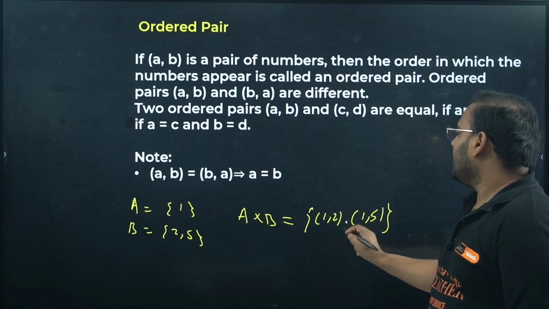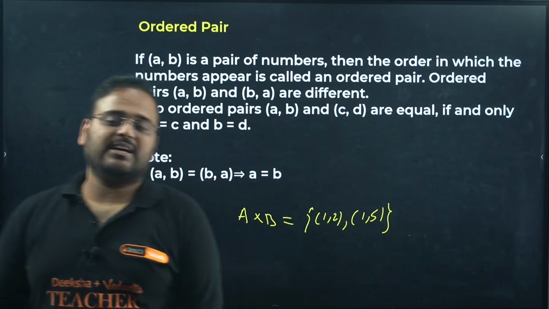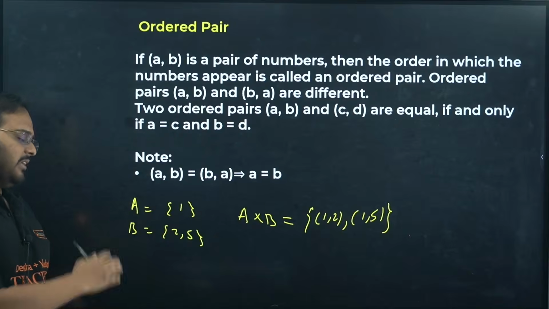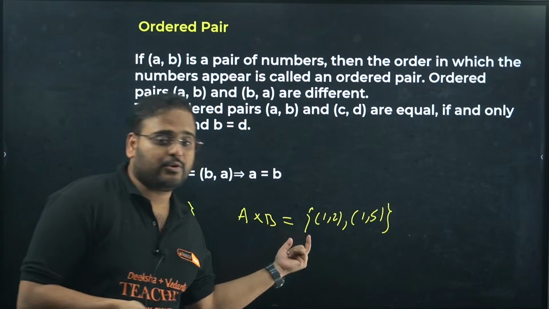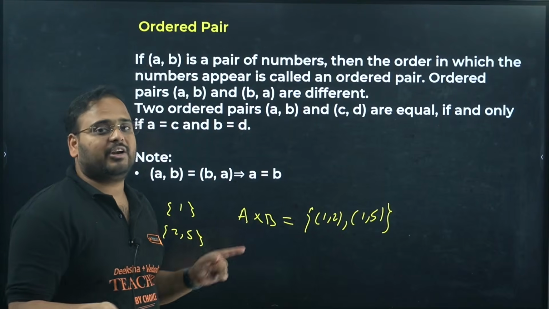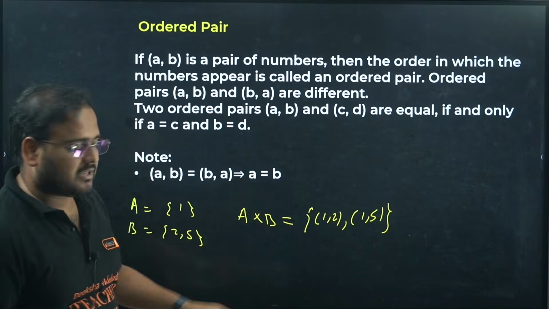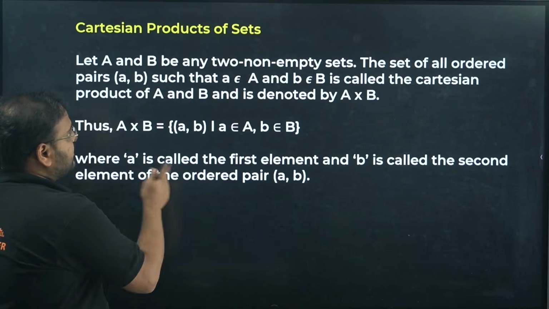So this will be your Cartesian product of set A and B, where set A is 1 and set B is 2 comma 5. Getting it? You will not have 5 comma 1 because you're multiplying A to B, not B to A. If you're thinking, sir, what about 2 1 and 5 1? You'll not have that. You'll have that in B cross A. Okay, this is your Cartesian product of A cross B, which is the next concept.